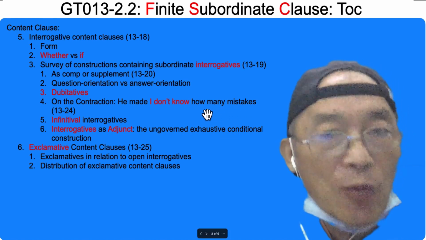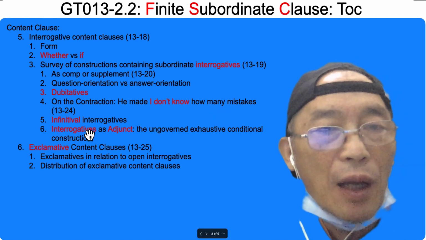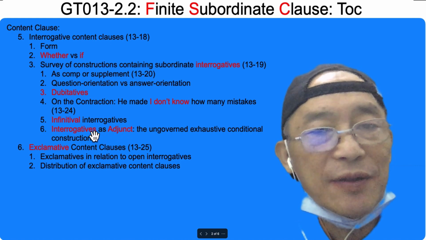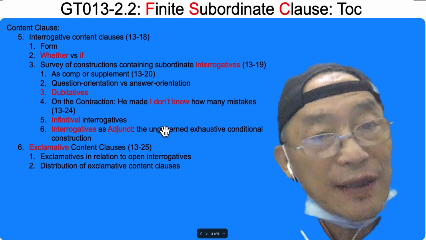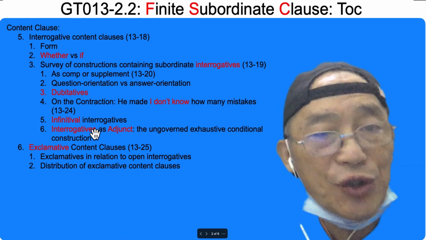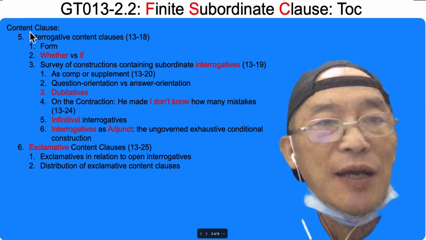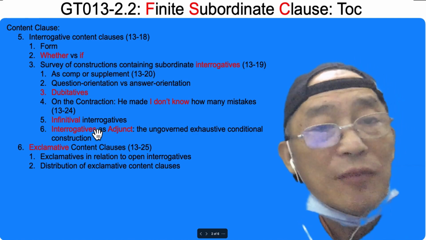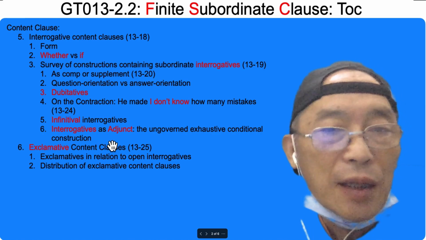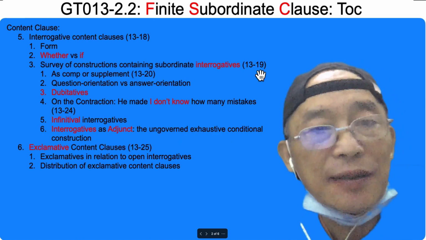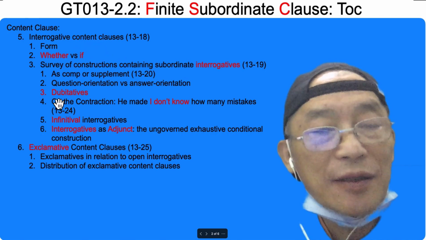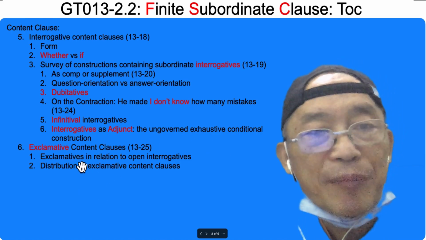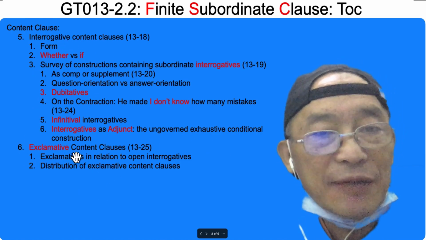Interrogative. This is open interrogative content clause. And if the typo interrogatives belong to the non-finite clause, there will be a short one because we are mainly covering finite clause, not non-finite clause. It's just for your reference. Interrogatives are adjunct, just like declarative content clause. Interrogative content clause can also act as an adjunct in a clause. Then exclamative content clause.